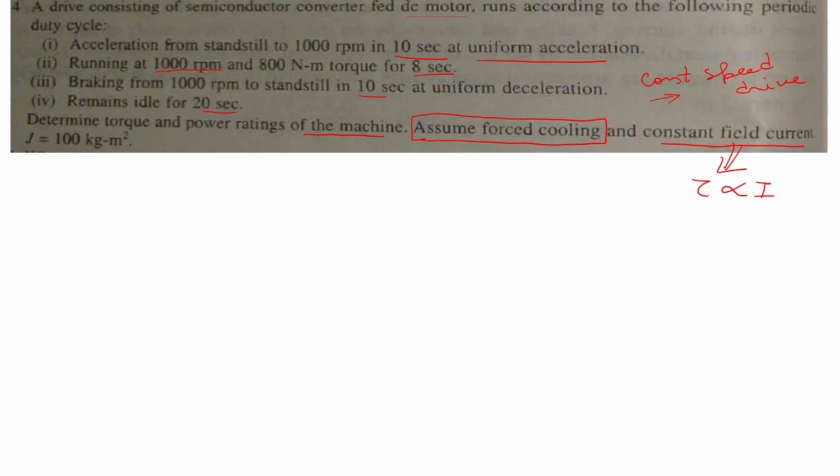In the first interval, you can see that the machine is accelerating from 0 to 1000 rpm, and it is also given that the acceleration is uniform. We have to find the torque in this period. We don't know the torque, we have to find it. For calculating the torque, we will use the dynamic torque equation. You can check my video on the dynamic torque equation in this playlist, in lecture number 2.